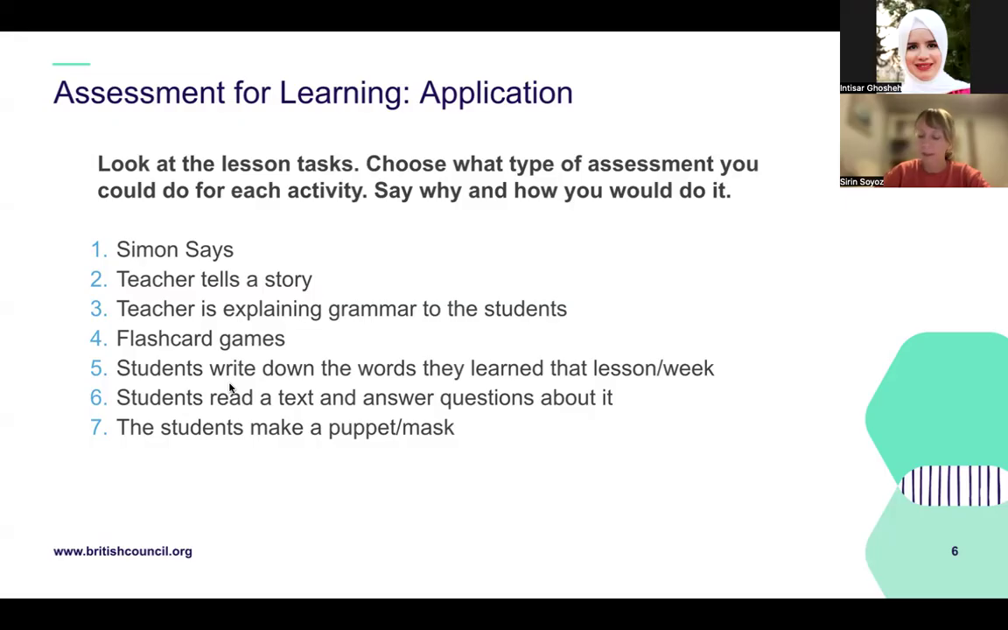Very good idea. Intisar? Yes, for the flashcard games, I hide, for example, a vocabulary word. Then I make them ask me yes, no questions, to guess the word that I'm hiding. So this is the game I use when I want to check their understanding of the vocabulary. Yes. Very nice. Yes, great ideas.